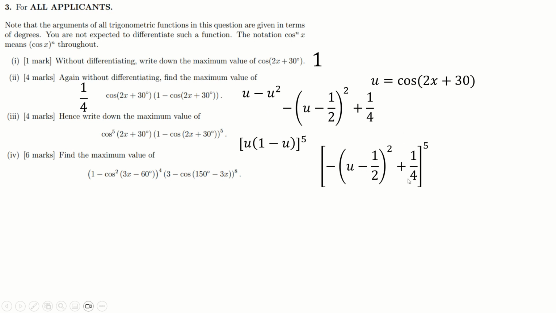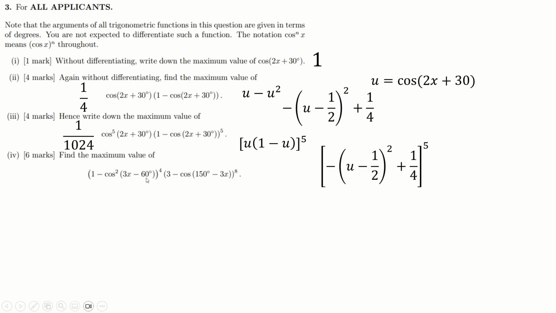A quarter is 1 half squared. So that's 1 half to the power 10, which is 1 over 1024, just because I know 2 to the power 10 is 1024. Final bit is the maximum value of this. Now, there's quite a few things going on here. Most critically is this 150 minus 3x as compared to 3x minus 60.